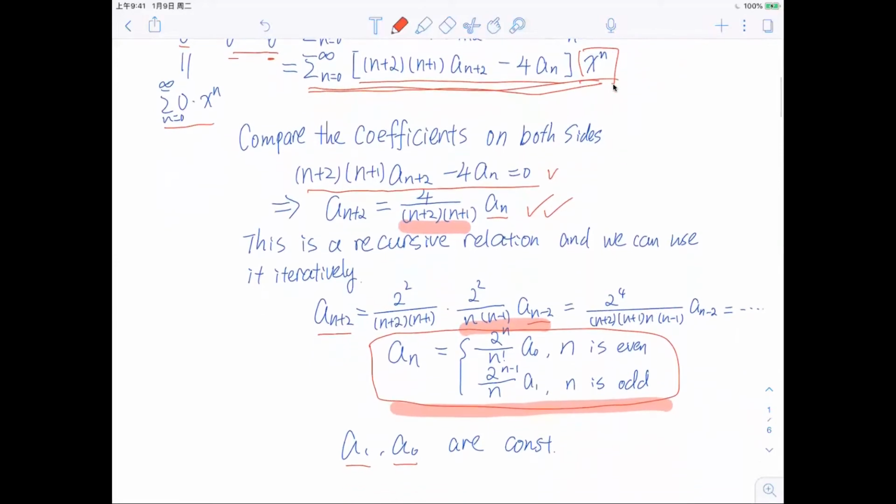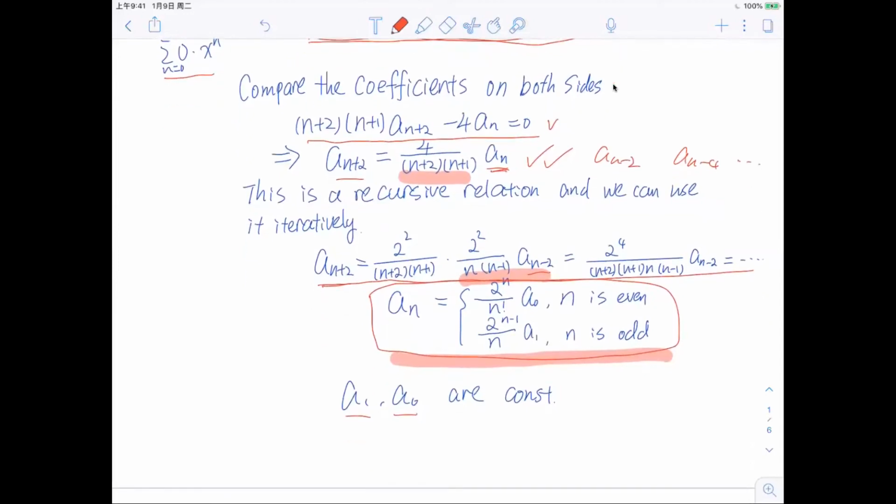And we can use it iteratively, again and again, like a_{n+2}'s relationship with a_n, and then a_n's relationship with a_{n-2}, and a_{n-2}'s relationship with a_{n-4}, and so on, until we stop at the beginning value, the initial value. For example, with this method, we can find the explicit solution for a_n. It looks like this.